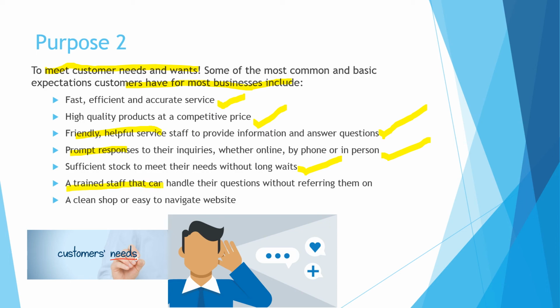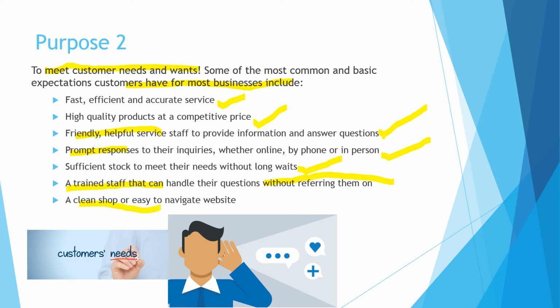Trained staff that can handle their questions without referring them further on. Have you been on the phone to O2 or 3 Mobile or GiffGaff or any of them? You ring up the call center and they keep passing you on to so many people, and the reason for that is because they are not trained and they keep referring you to different people, and then you end up not knowing what's going on, so you just hang up and hope for the best.